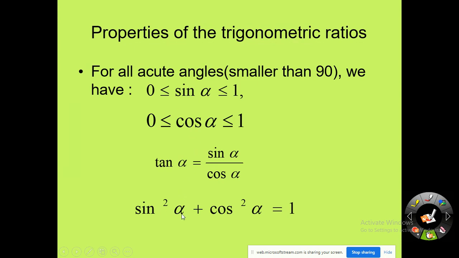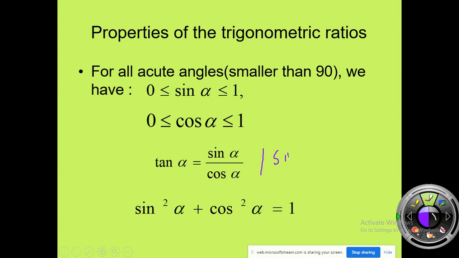I have sine squared alpha, or sine squared theta, plus cosine squared theta is equal to 1. Tangent is sine over cosine. I have all the time, since I'm working in a right triangle, sine and cosine between 0 and 1. And I can add also that I have sine of any angle, SOHCAHTOA, opposite over adjacent. Those are the formulas that I need to know.